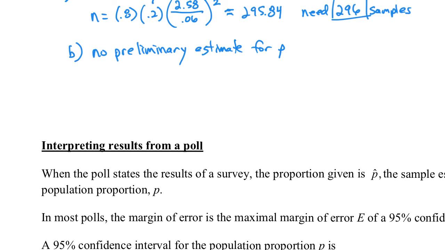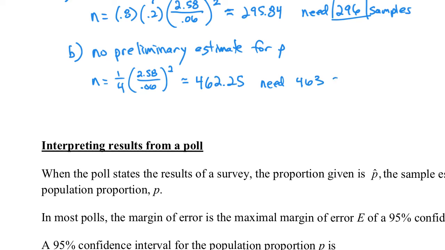So if you don't have any information going in, you're going to need a larger sample size, which even just makes sense intuitively. So here we would say n equals 1/4, and all the rest is the same, 2.58, 0.06. We square this. If you punch this in your calculator, you should get right around 462.25, which means in this case we need 463 samples.